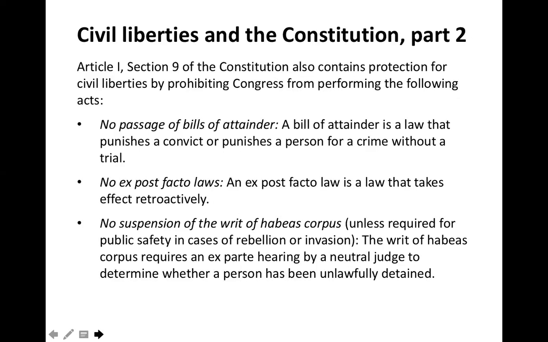So here are some protections that are not contained in the amendments, but they're also important. Article 1, Section 9 of the Constitution prohibits Congress from making these types of laws. You can't have what's called a bill of attainder. That's a law that punishes or convicts a person for a crime without a trial. In our country, we have a right to a trial, and to confront our accusers, which we'll discuss further on in this lecture. We can't have an ex post facto law. That's a law that takes effect retroactively.